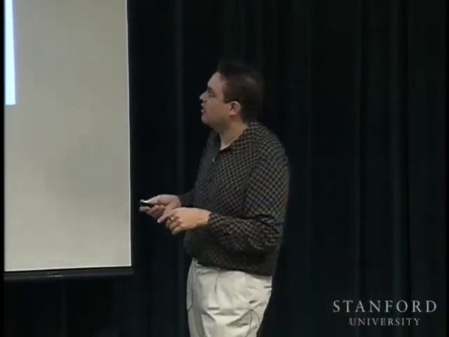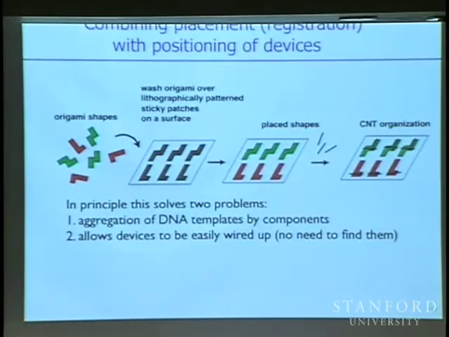But so how are we going to put these things together? We have this problem of aggregation of the DNA templates by components, and you don't know where they are. So the kind of thing that we're trying to do now is make shapes that are DNA origami that are asymmetrically shaped, make cognate sticky patches on the surface, put them down first, and then assemble the devices on top of them.